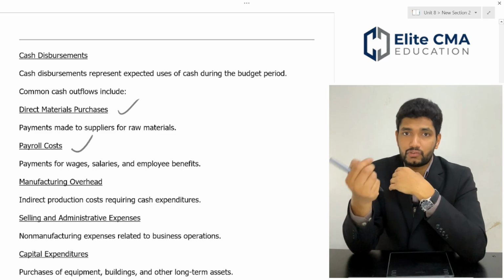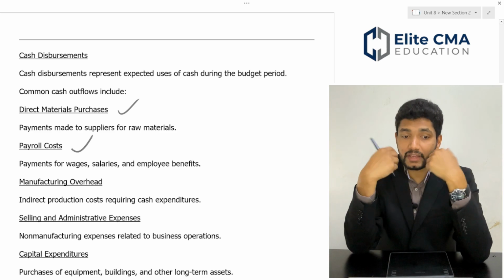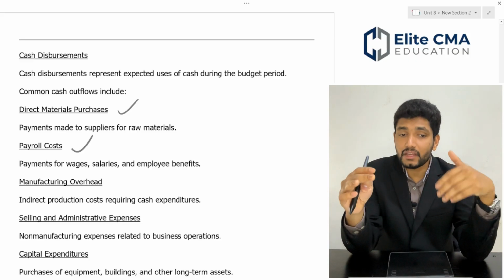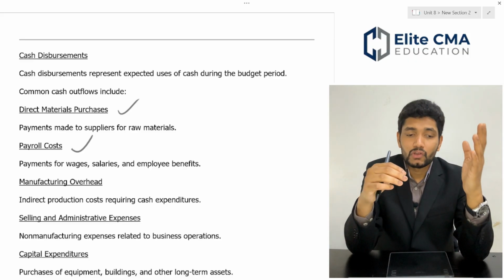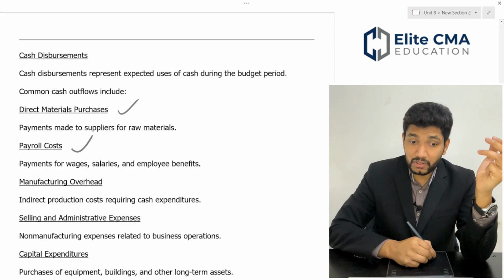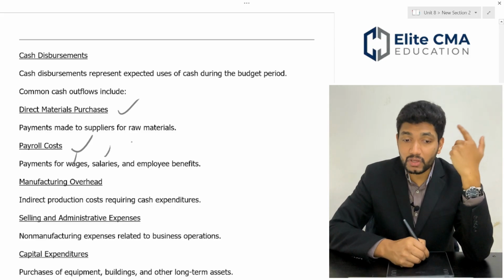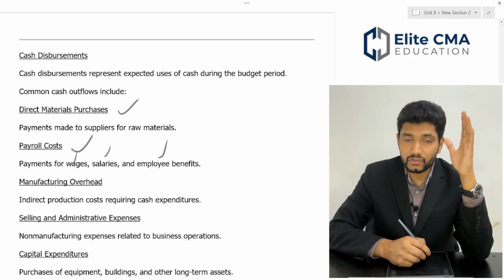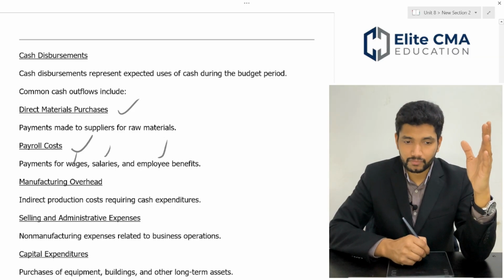Then the payroll cost. Your employee salary cost or HR cost is one of the key cash disbursements, so you have to consider the payment of wages, salaries and employee benefits in your cash disbursement plan.